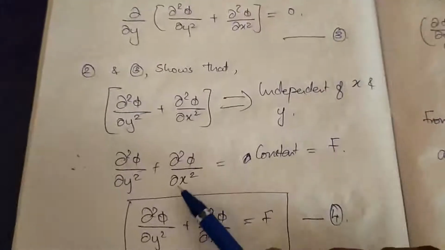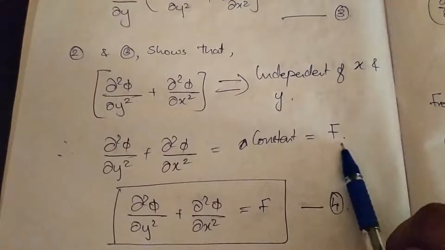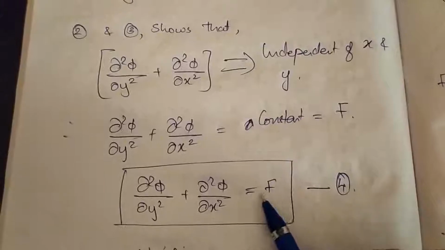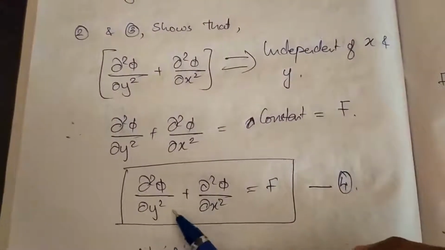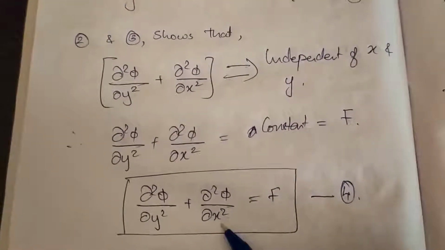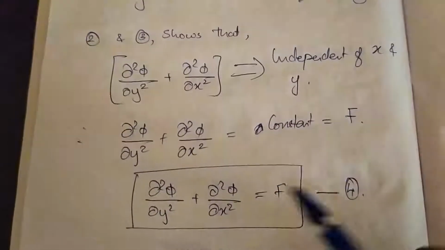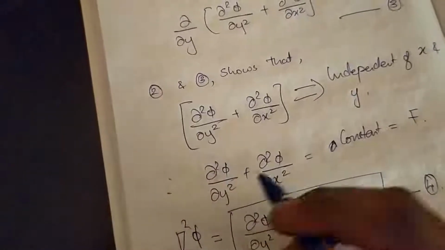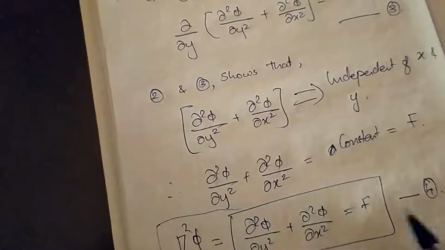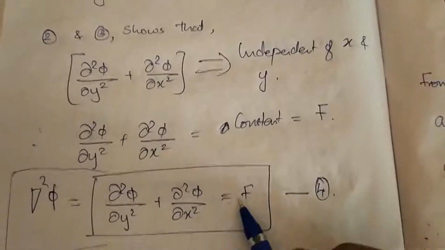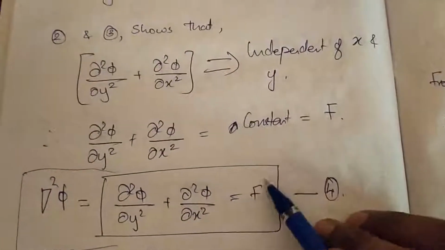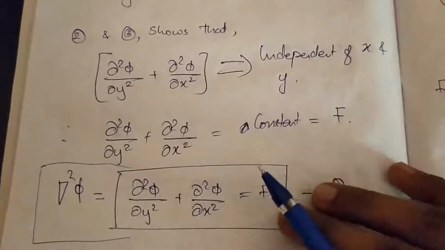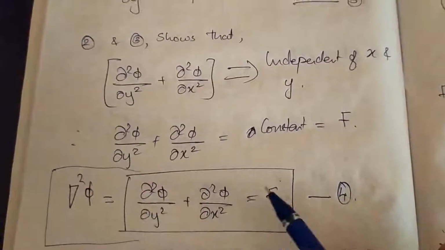Okay, so this becomes a constant. That constant I take as F. So now this constant is given by F is equal to dou square phi by dou y square plus dou square phi by dou x square, right? This is nothing but del square phi. Okay, so del square phi is equal to F. It's a constant. Whatever it is, del square phi is a constant.